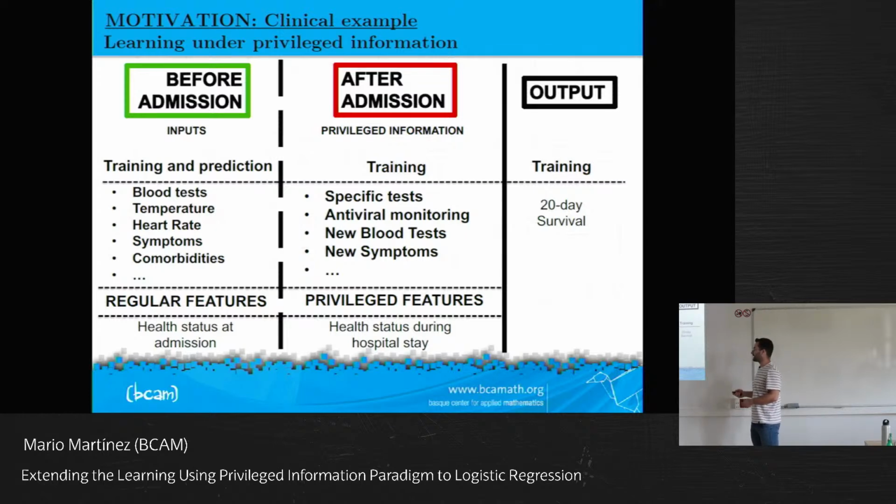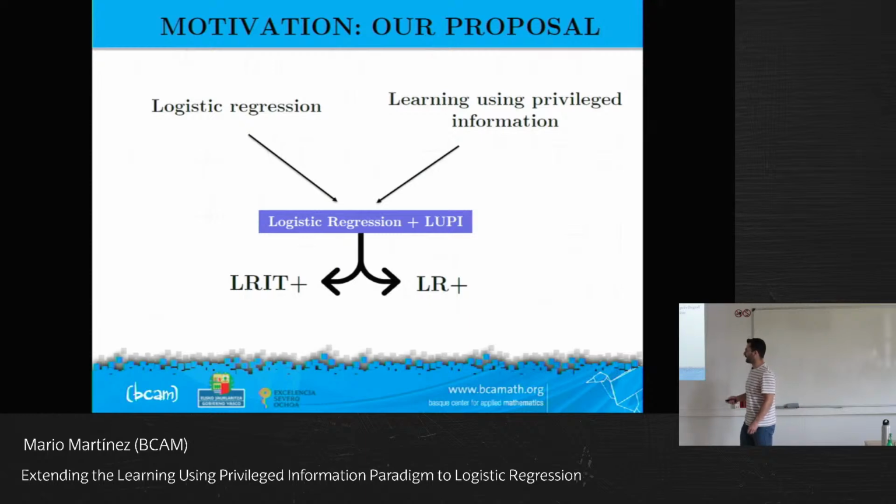So the main point here is that privileged information influences the learning process of our models, but the prediction stage is the same as in a supervised learning classification. With the inputs before admission, we obtain our predicted output. Our proposal is to merge logistic regression, which is widely used in the clinical field, with learning using privileged information. We have developed two novel methods, the LRIT Plus and the LR Plus.